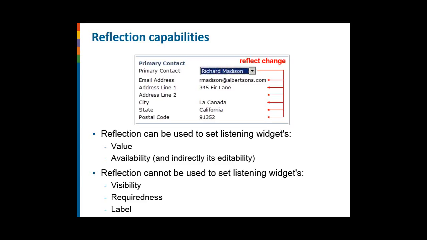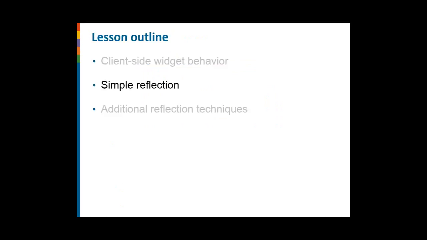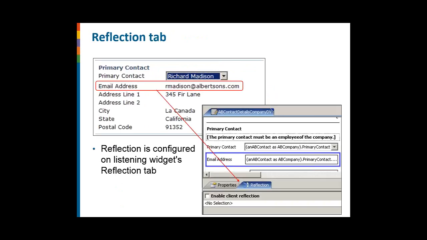So here reflection can be used to set the listening widget's value or availability. These are the two properties that can be defined on a reflection mechanism, not the other ones like visibility, requiredness, label. These three properties you cannot handle with the help of reflection. You can handle only two properties. One is value and the next one is availability. So let us do one example here.